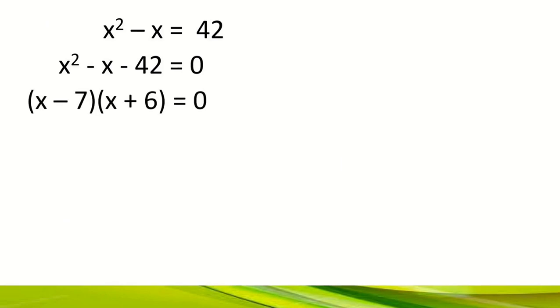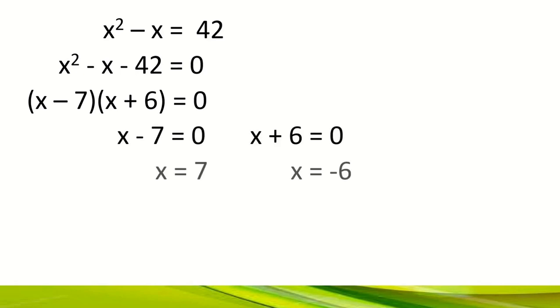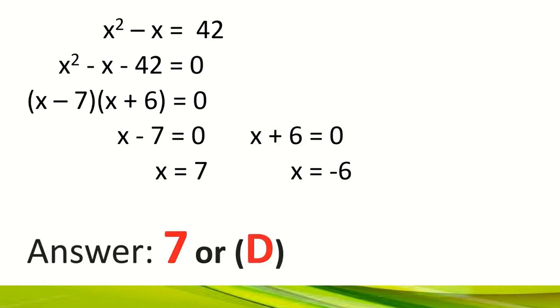The two factors of x squared - x - 42 = 0: we have (x - 7)(x + 6) = 0. x - 7 = 0, x + 6 = 0. The values are 7 and -6. Disregard x = -6. So the answer now, we have 7 or B. Did you get the correct answer?